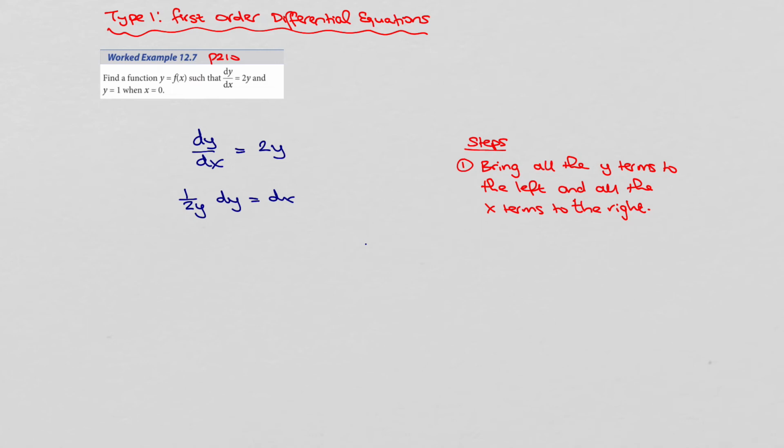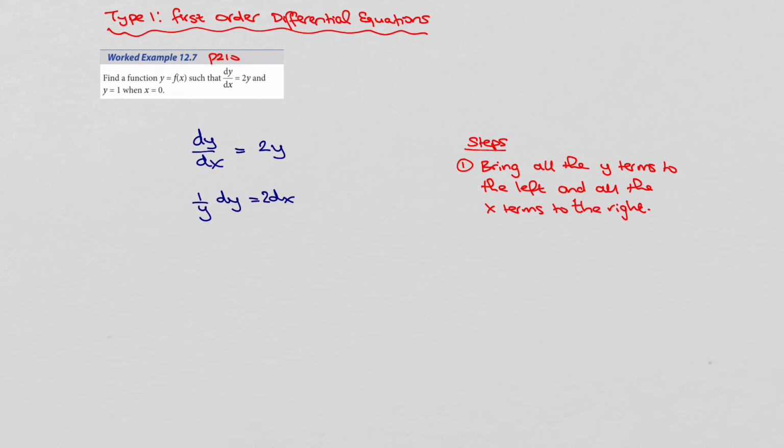Or we could leave the 2 on the right hand side and have it as 1 over y dy is equal to 2 dx. So either way is fine, but often keeping the constant on the right is actually easier. So now what we're going to do is we're going to integrate both sides.